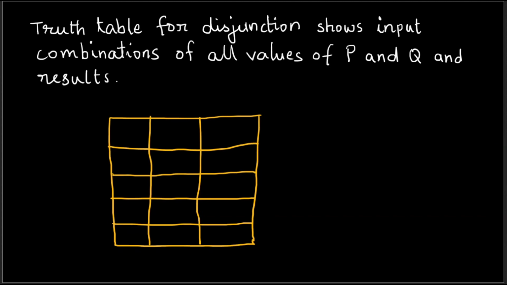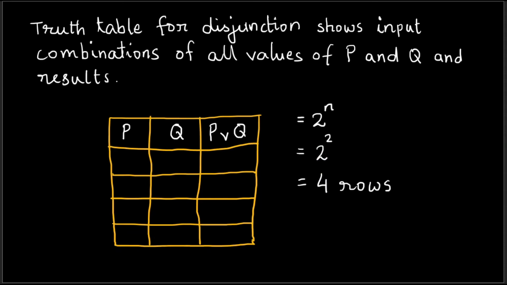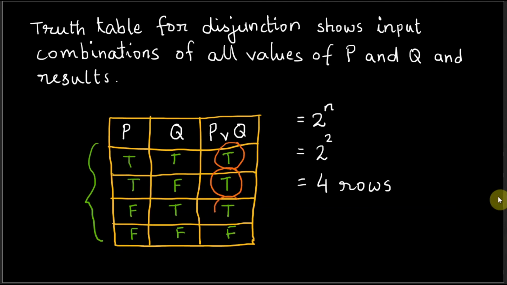The truth table for disjunction shows all input combinations of P and Q and the result. In the first column, you list truth values for P, in the second column you list values for Q, and the third column represents your compound statement. The number of rows depends on the number of variables in the compound statement. We have two variables P and Q, therefore 2 to the power of 2 is equal to 4 rows in the truth table. Write down all the input combinations. T represents true and F represents false.